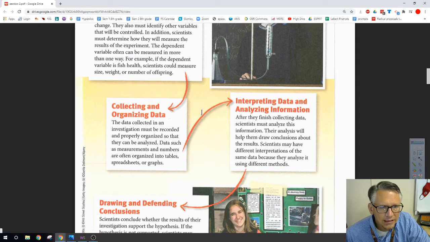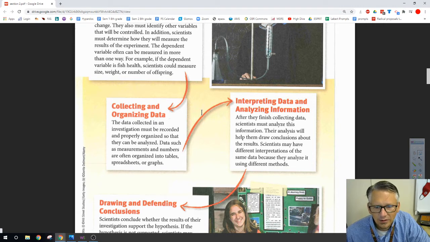Collecting and organizing data. The data collected in an investigation must be recorded and properly organized so that they can be analyzed. Data such as measurements and numbers are often organized into tables, spreadsheets, or graphs. Interpreting data and analyzing information. After they finish collecting data, scientists must analyze this information. Their analysis will help them draw conclusions about the results.